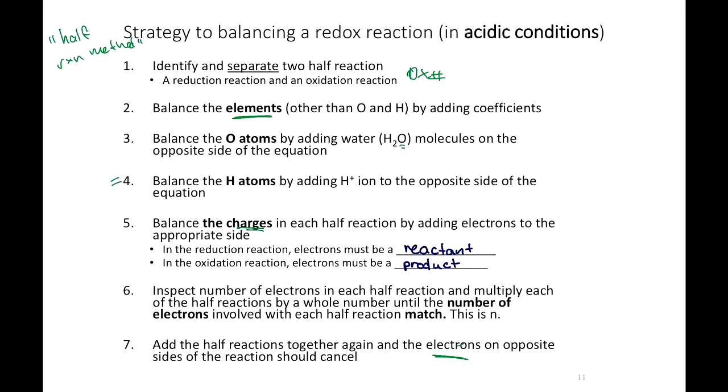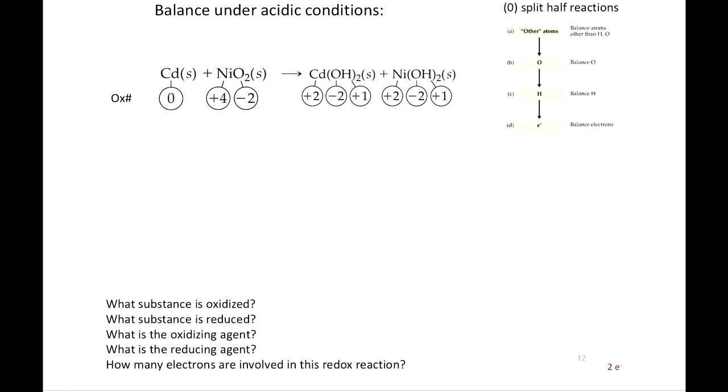All right, I know that was a lot, so let's do an example. Those are what I call the 7 steps. I think the book has fewer steps. So let's balance this under acidic conditions.